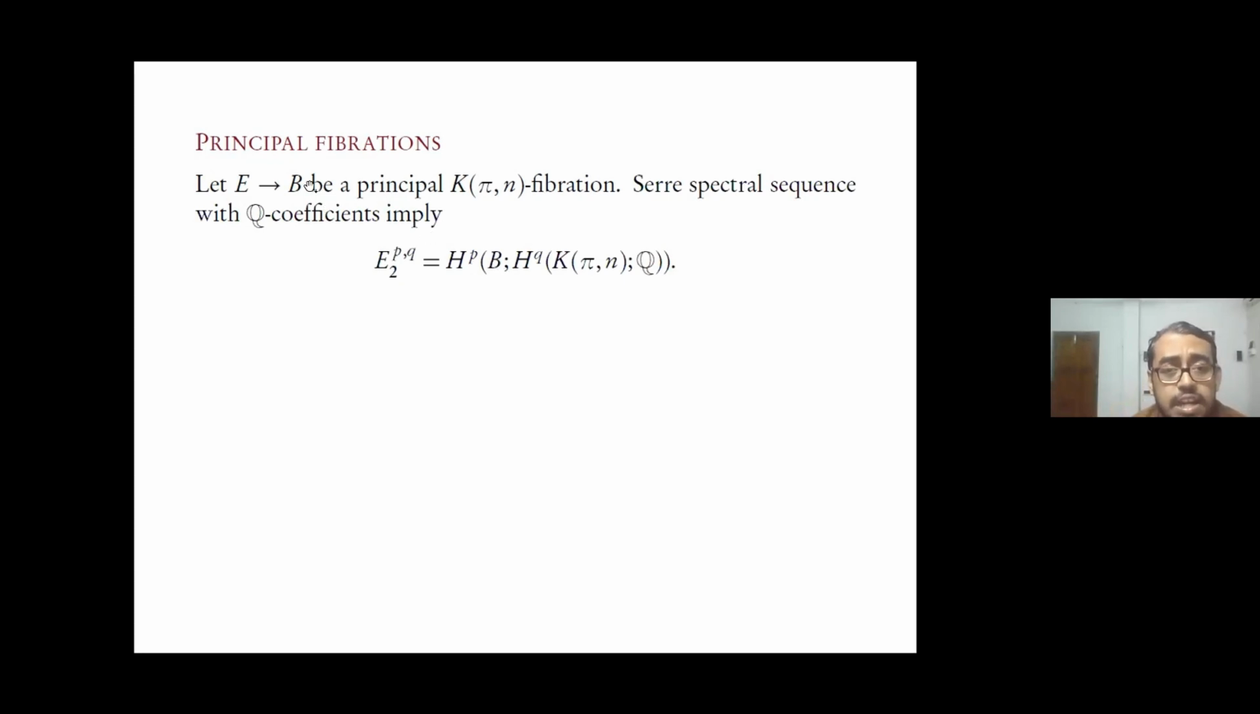So the point here is that if B is simply connected, then all these things that we're talking about, pi 1 of B acting trivially, is automatically satisfied. So obviously you have such a sequence, and you have to calculate the various pages. The first thing that you get is the E2 page, and the pqth entry of the E2 page is the pth cohomology of B with coefficients in the qth cohomology of K(pi, n), where the coefficient is computed using q. So you calculate the qth rational cohomology of K(pi, n), take that as the coefficients, and then calculate the pth cohomology of B, and that is your pqth term.